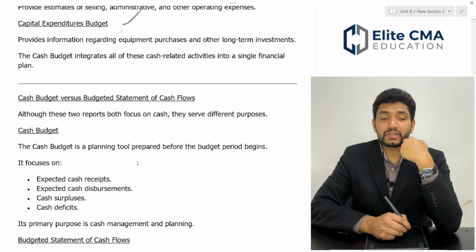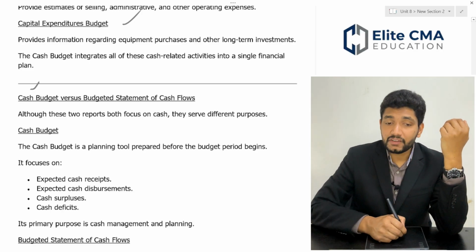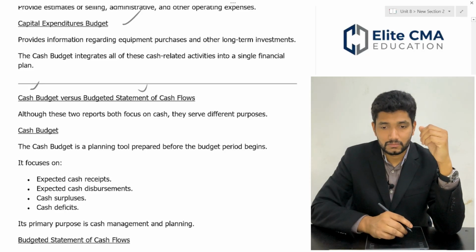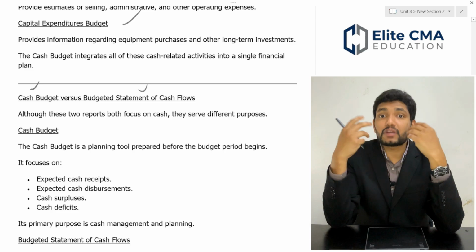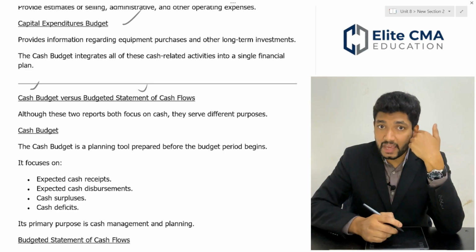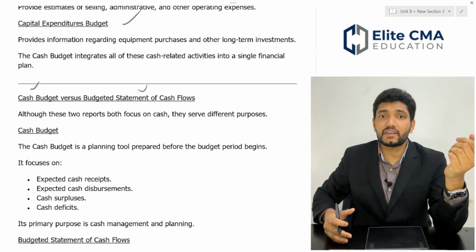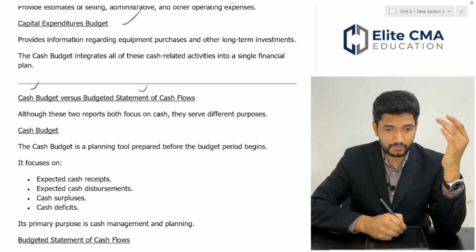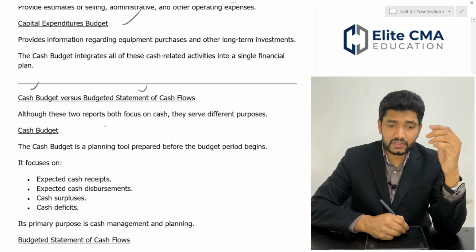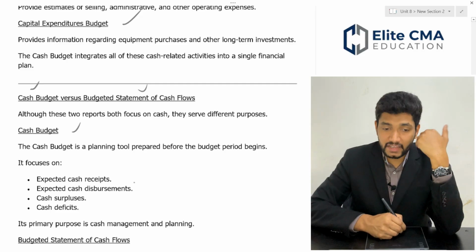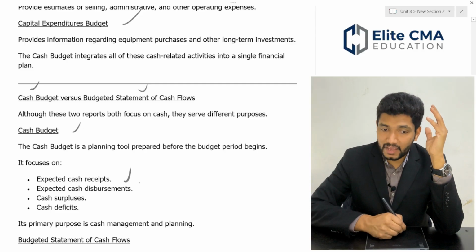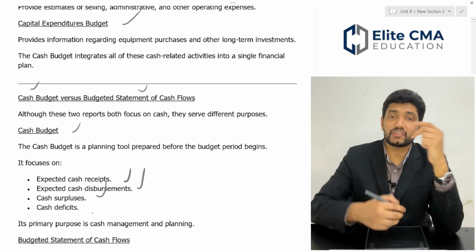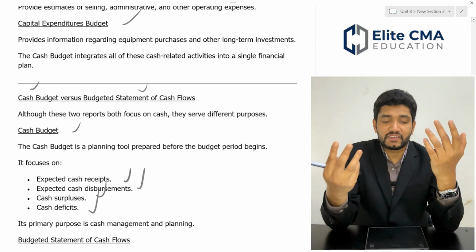Now, we will look into the difference between the cash budget and the budgeted statement of cash flow. Both serve different purposes. They seem to be the same, but the cash budget and the cash flow budget serve different functions. The cash budget mainly focuses on expected cash receipts, expected cash disbursements, cash surplus and cash deficit. This is the focus of the cash budget.